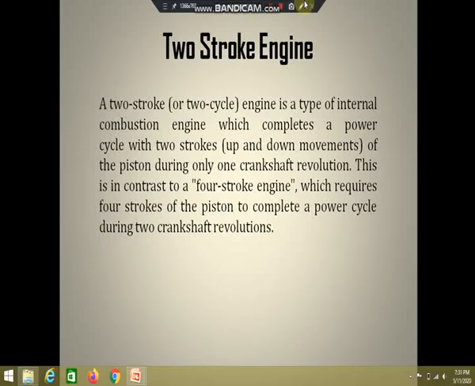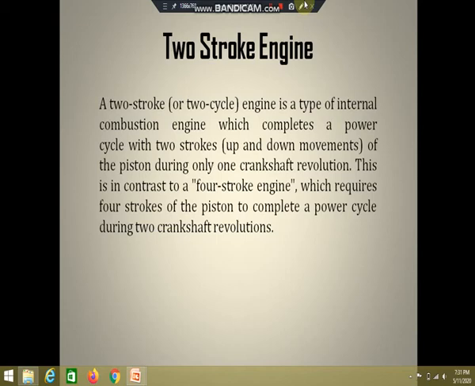Today I am going to discuss the two-stroke engine. So, what is a two-stroke engine? If we compare with the four-stroke engine, in the case of the four-stroke engine, there are four strokes: suction, compression, power, and exhaust.